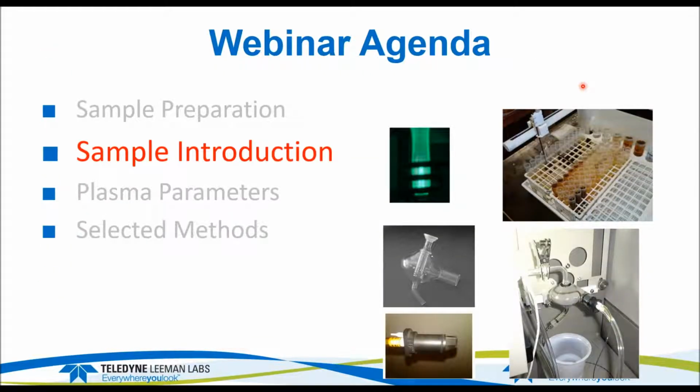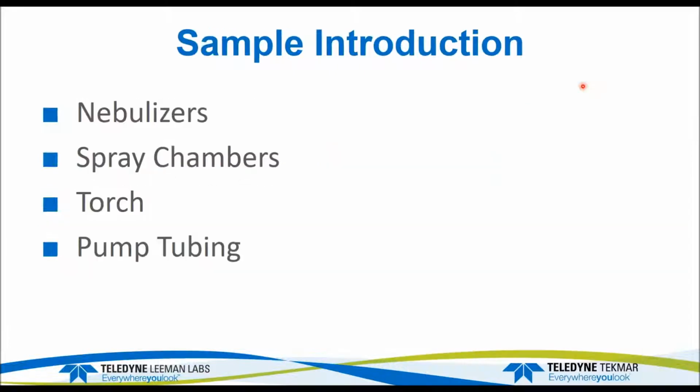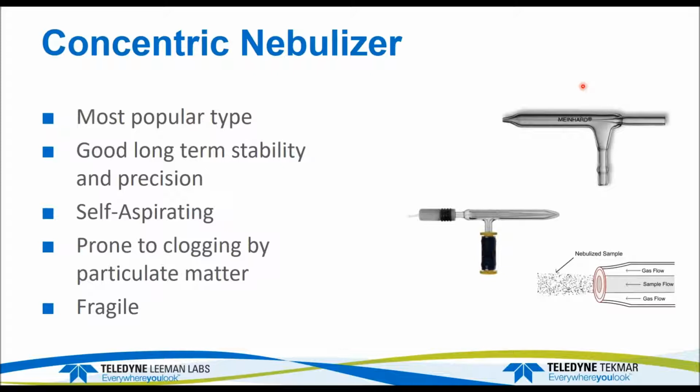Okay. Next, we'll talk about some sample introduction components that we have. So we'll look at nebulizers, the spray chambers, torch, and pump tubing. Okay. So the most common nebulizer used for an ICP now are the concentric nebulizers. And they're used because they have very good long-term stability and precision. They have an advantage, they're self-aspirating. So what that means is they don't need a peristaltic pump.